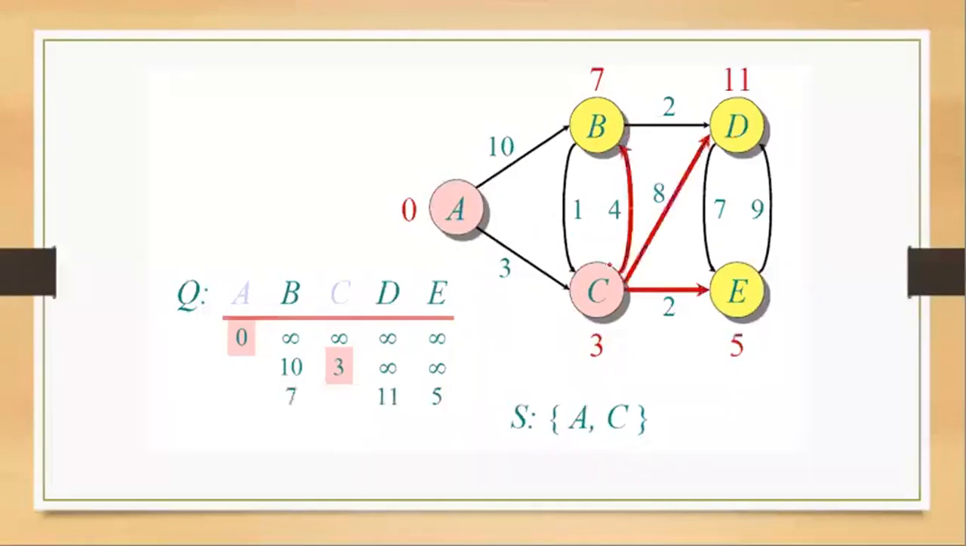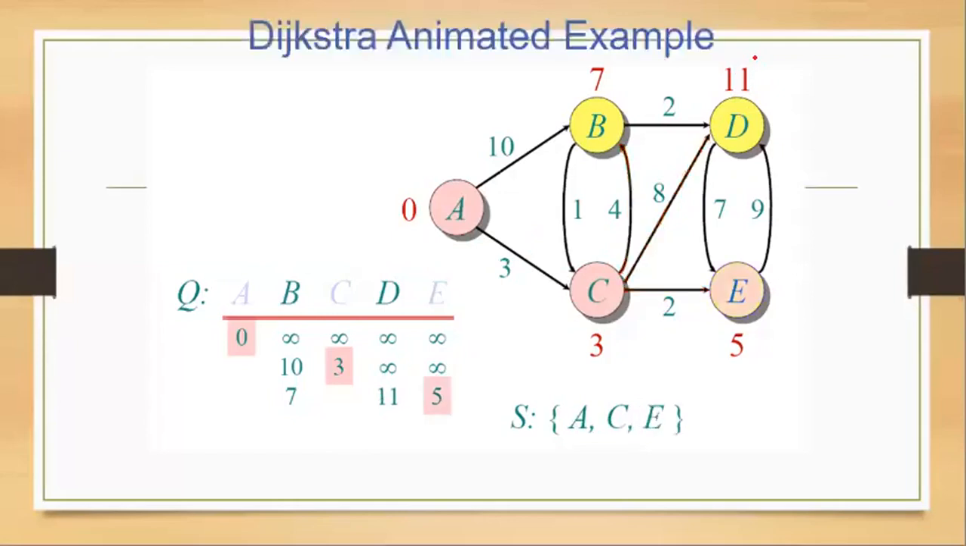So you can see that from C I can travel to B, D and E. From A to C, C to B is 7. So I won't be taking this 10. Instead, I will be taking 7. And after that, we see that from C to E, 3 plus 2 is 5. So we have written 5. And from C to D, 3 plus 8 is 11. So we have updated this distance to 11. Next will be calculating the next least distance.